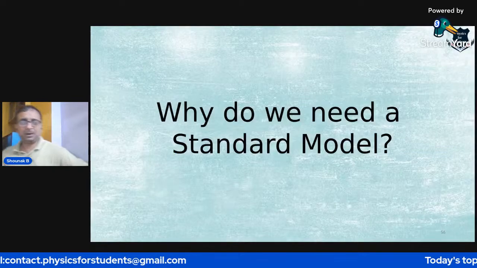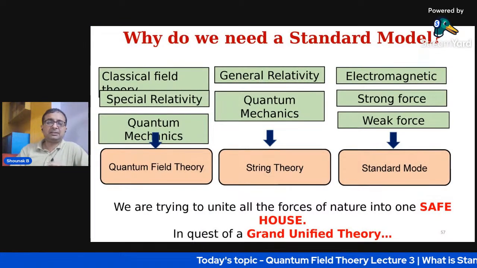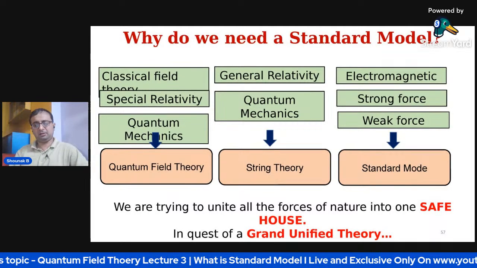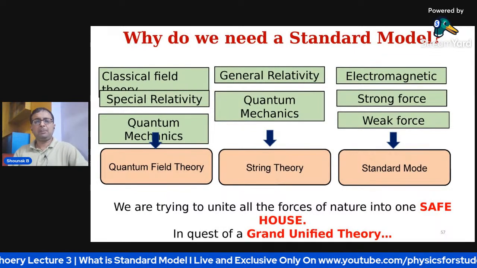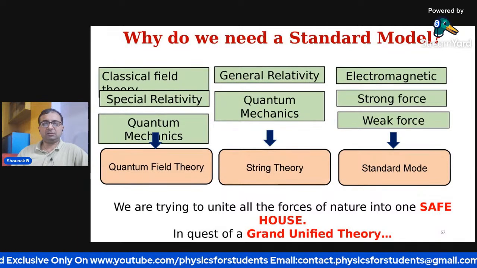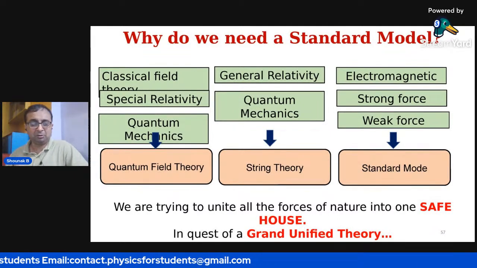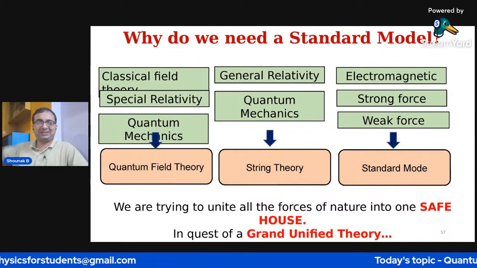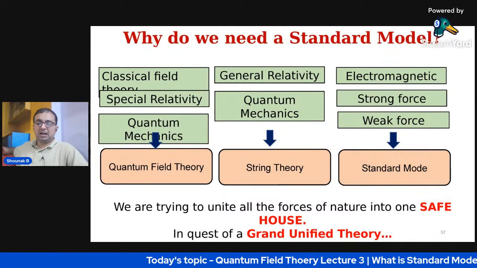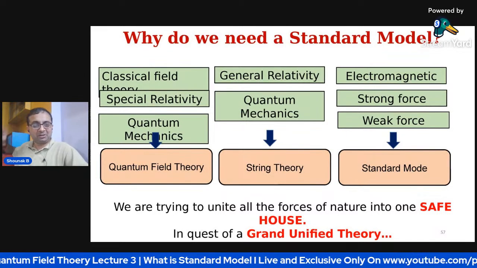Okay, so we go to the next part, where we try to understand why we need a standard model. Here you can see that the classical field, which is part of special relativity and classical field theory, and quantum mechanics are trying to get united into what is called quantum field theory. General relativity and quantum mechanics are still trying to get united in string theory, although string theory is still in process and has not yet been made. And the electromagnetic, strong and weak forces, sorry, this should be model, I have written standard model mode, are united into what is called the standard model.